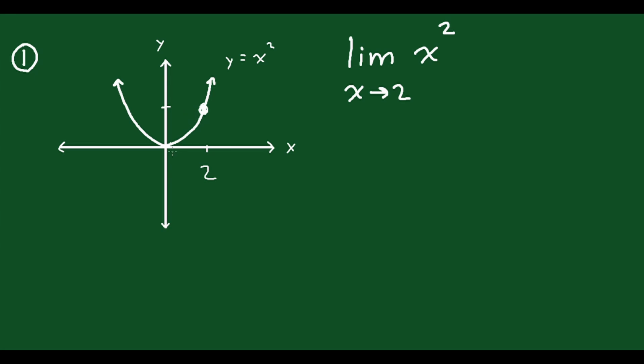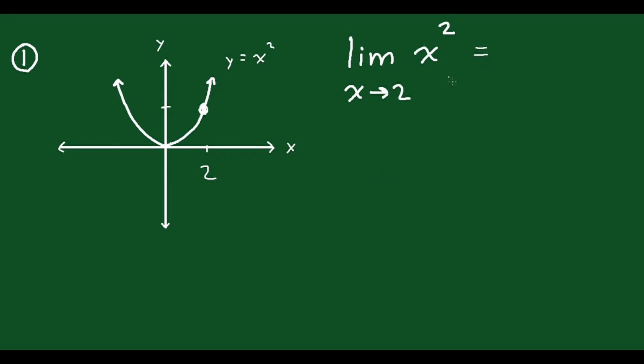As you're approaching that point from both directions, your y value is also approaching a certain value. If you move towards that point from the left, your y value is getting bigger and bigger until it reaches this y value. If you approach the point from the right, your y value is getting smaller and smaller until you reach that y value. The question is, what is that y value?